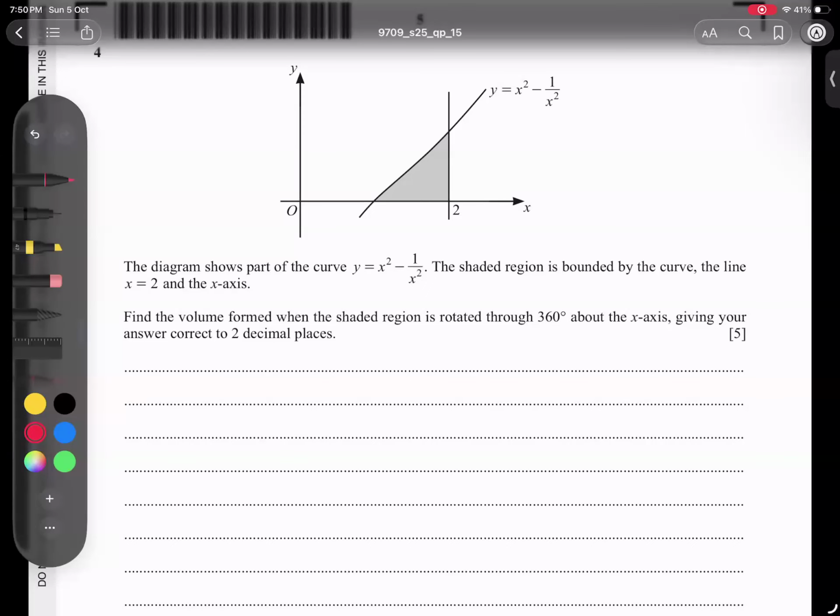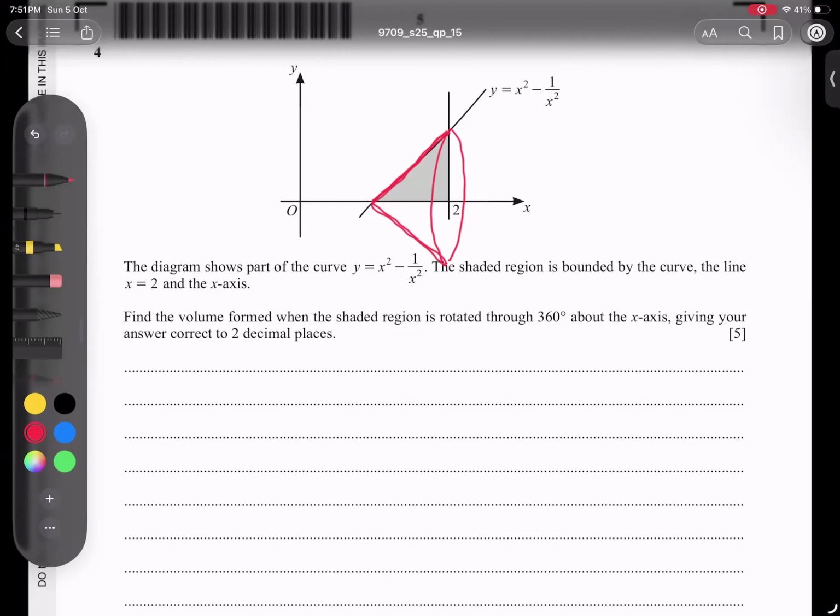Question number 4 we have, students. What is the question? Find the volume formed by the shaded area rotated 360 degrees about the x-axis. Basically, if you look carefully, if I rotate this part of the curve about the x-axis, I get this kind of bowl shape, this kind of cone shape. So this is the volume.